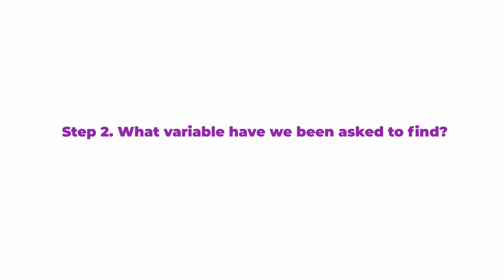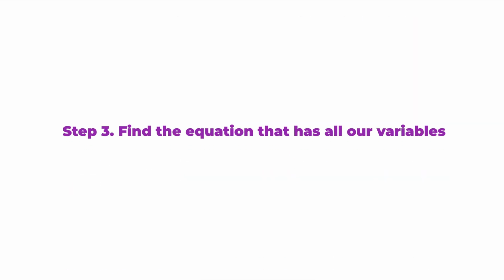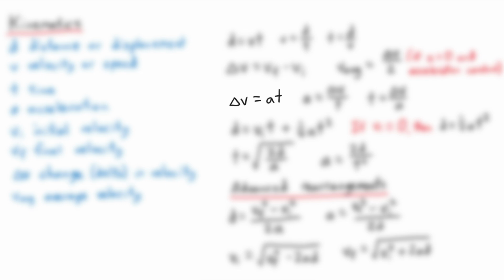Step 2. What variable do we need to find? We want to find out how fast the cyclist is moving at the end of our time period, so that will be the final velocity, or Vf, in meters per second. Step 3. Find the equation that has all of our variables. We need an equation containing Vi, Vf, T, and A. We don't have one that contains all of our variables, but we do have an equation that contains delta V, T, and A. And we can calculate Vf from delta V, since we already have initial velocity, by using delta V equals Vf minus Vi. So let's use this equation.